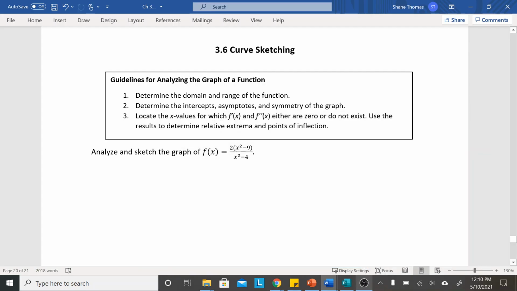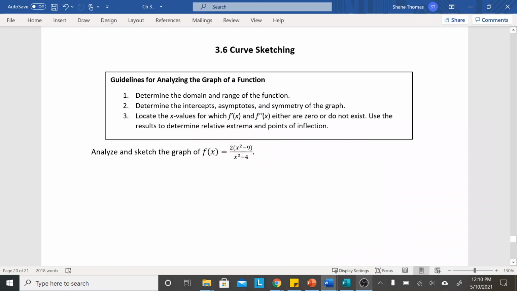So, curve sketching for 3-6. This is basically a culmination of everything in Chapter 3. This is using the first derivative test. This is using the second derivative test. This is taking the intervals and checking concavity, checking for things being max and min points throughout. All right, so this is just everything all in one.